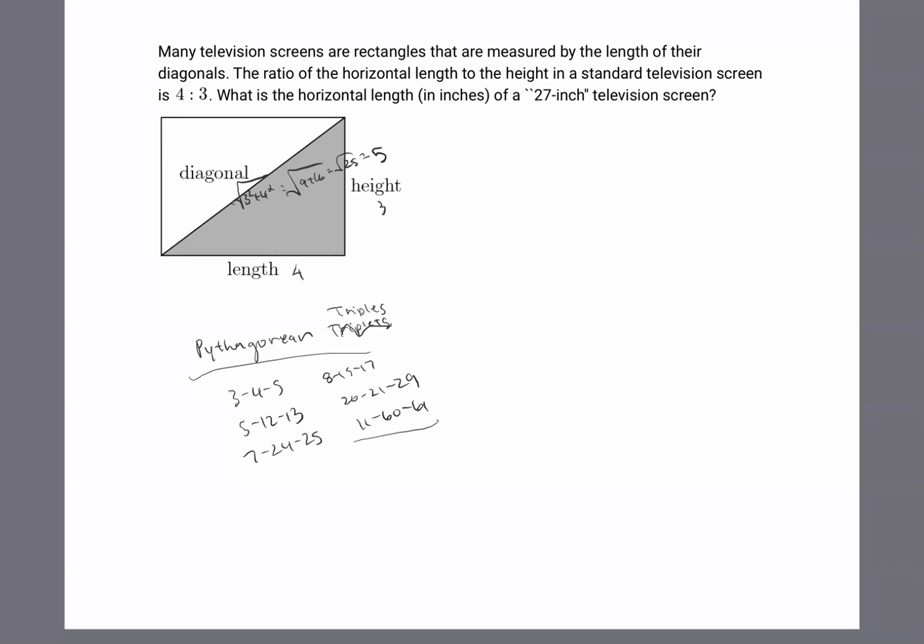Okay, so it's 4 to 3 of a 27 inch. So we know that the diagonal is not 5 and is actually 27. But going back to our similar triangles, we know that if this is 3x and this is 4x and this is 27, we know that this diagonal is also 5x. So if 27 equals 5x, x equals 27 over 5. And the horizontal length is 4x, which is 4 times 27 over 5 equals 108 over 5.